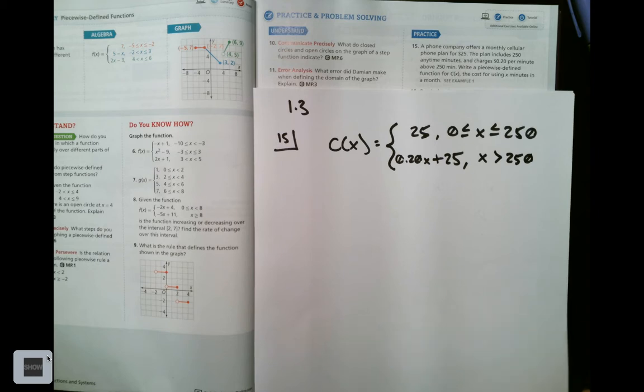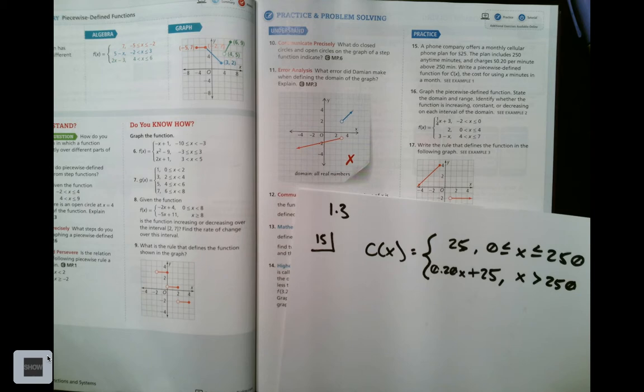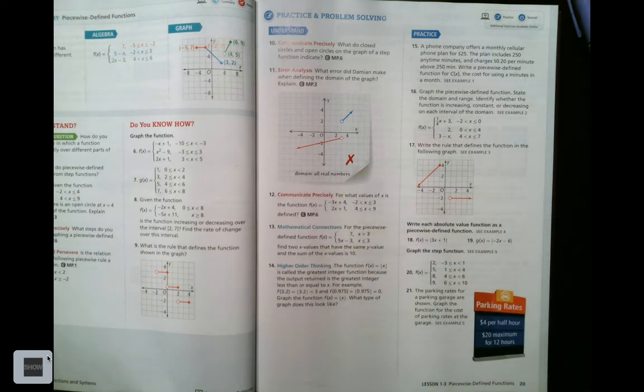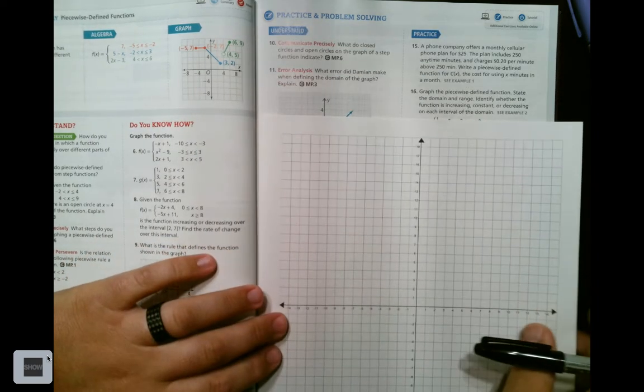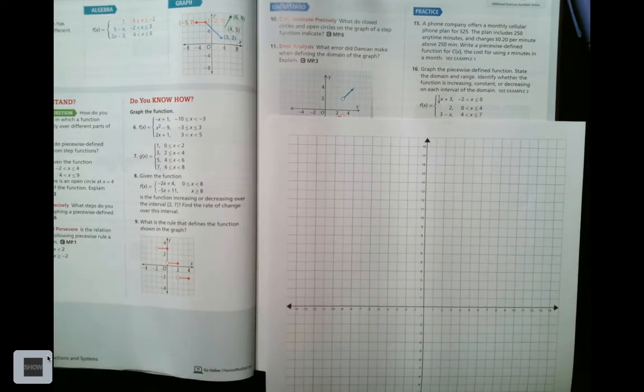Number 16, graph this piecewise function, state domain and range, identify whether the function's increasing, constant, or decreasing. Okay, so I think with this one, I'm going to need a piece of graph paper. Let's do this. Okay, I'll cover that problem up here in just a second. I want to make sure I got it right. So I'm graphing those three functions on this coordinate plane.